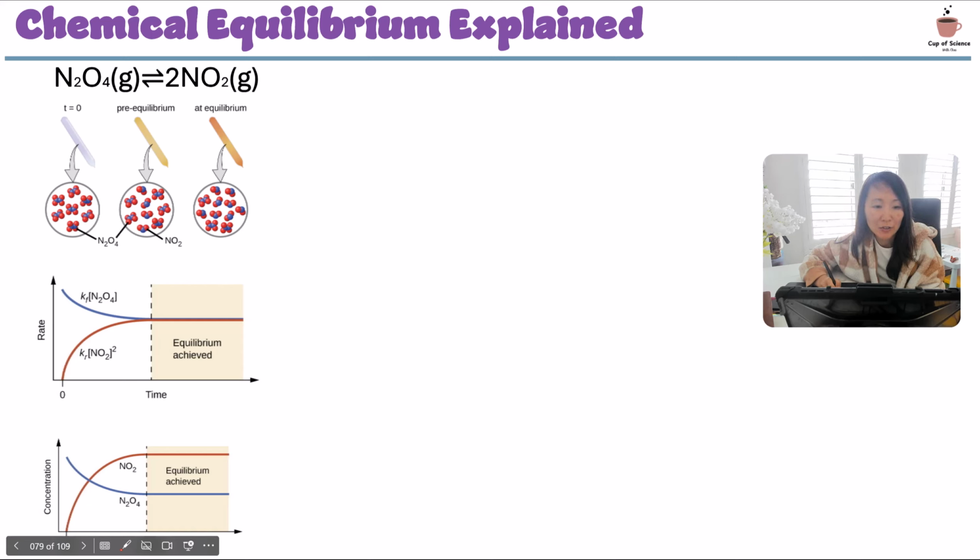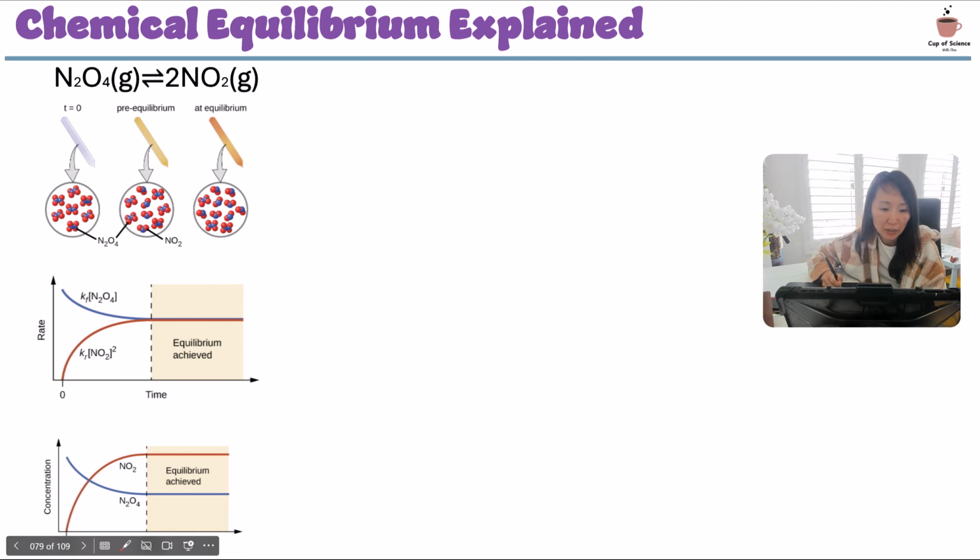Dinitrogen tetroxide is shown right here, and that gets split into two nitrogen dioxide. Now here, this arrow shows that one reaction is going in the forward direction, and the other reaction is going in the reverse direction. So there is this reversibility in this reaction.